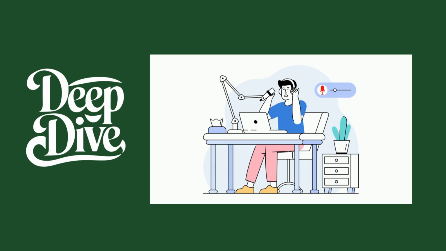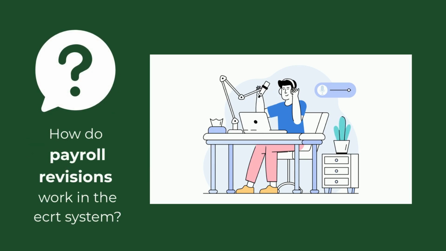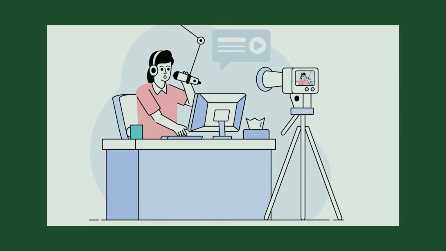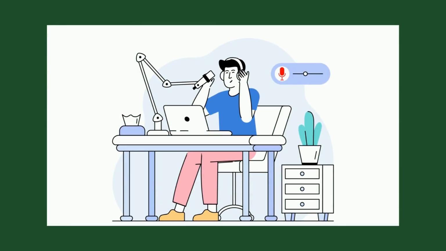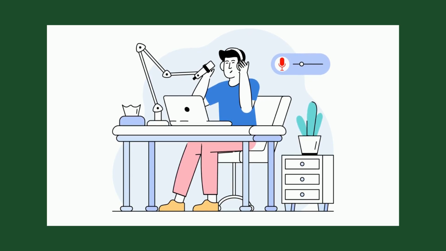Welcome to the Deep Dive. Today our mission is really specific. We're looking at how payroll revisions work in the ecrt system. Right, ecrt, the electronic certification tool for effort reporting. Exactly. And we're diving straight into the technical documentation here. The goal is a really quick, clear understanding of how these adjustments get processed.